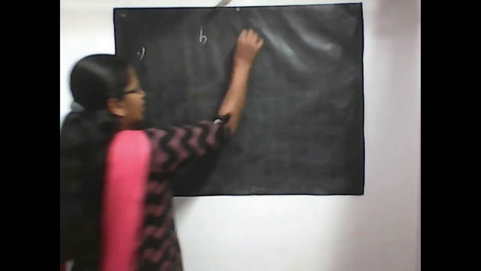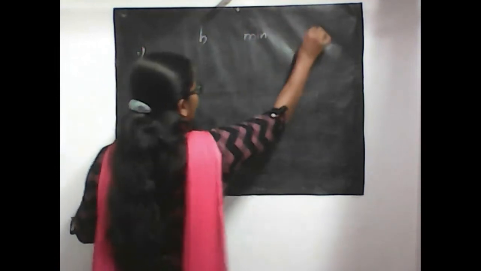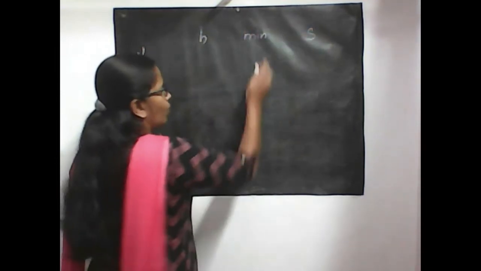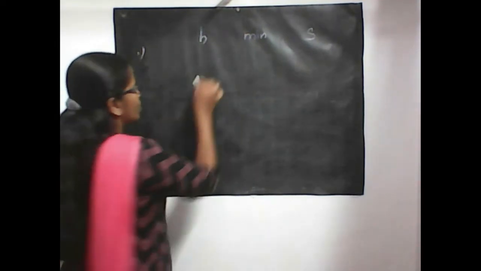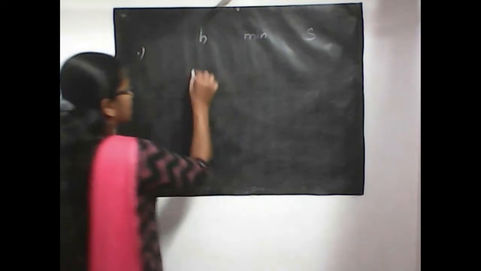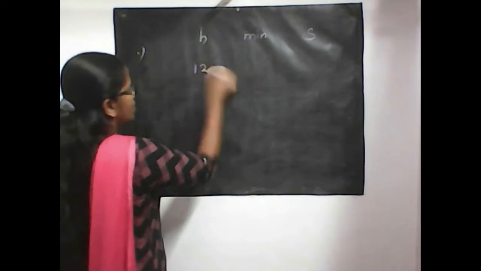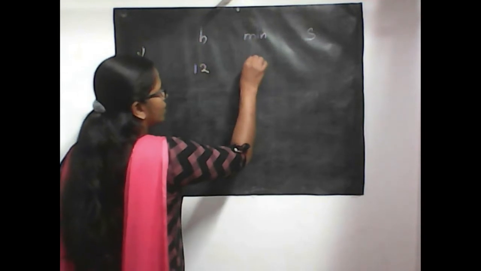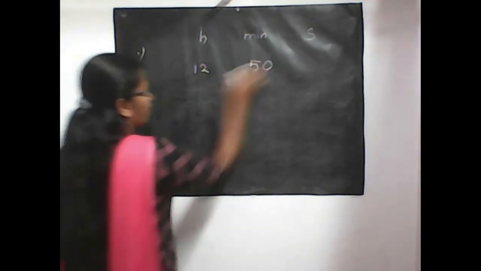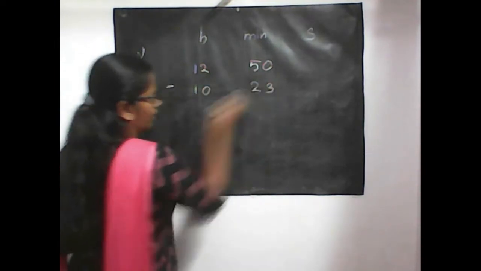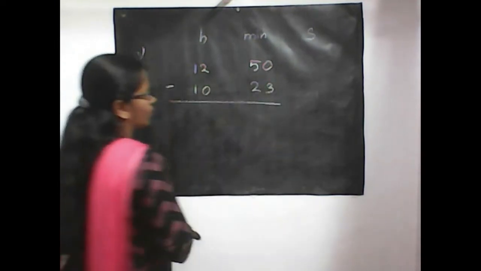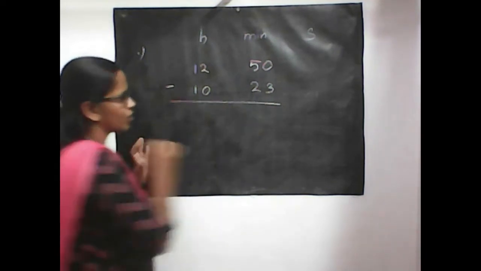First question, just like in addition, hours, minutes and seconds should be written separately. Now let us study how to do this subtraction with hours and minutes, then only we will discuss seconds. First question having only hours and minutes. So it is 12 hours and 50 minutes minus 10 hours 23 minutes. Normal subtraction.